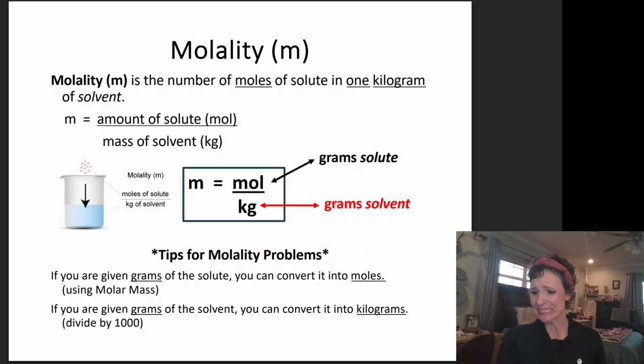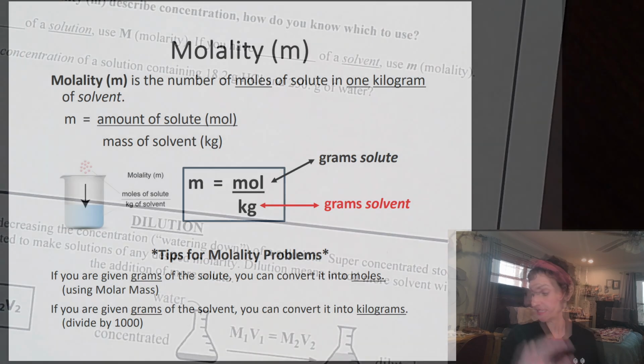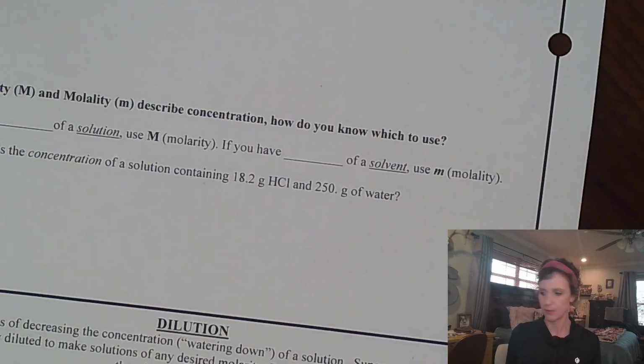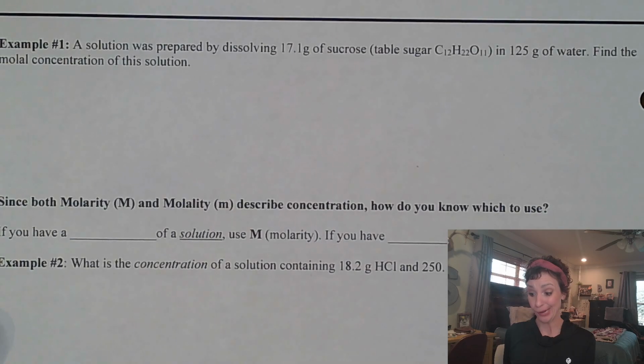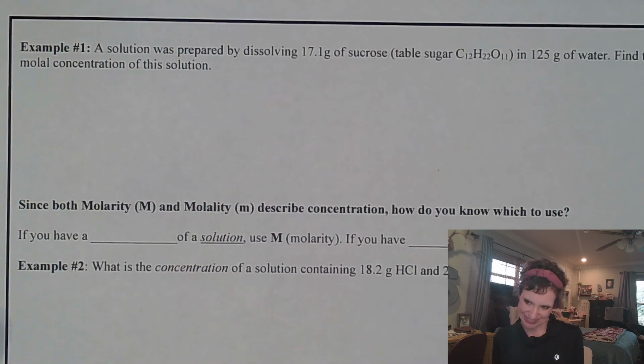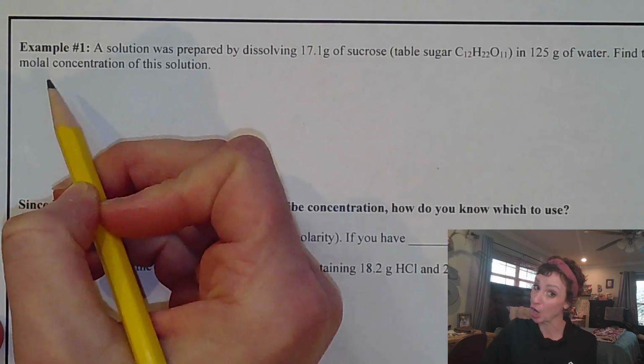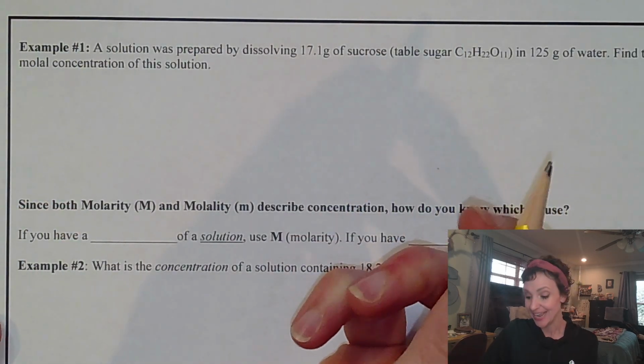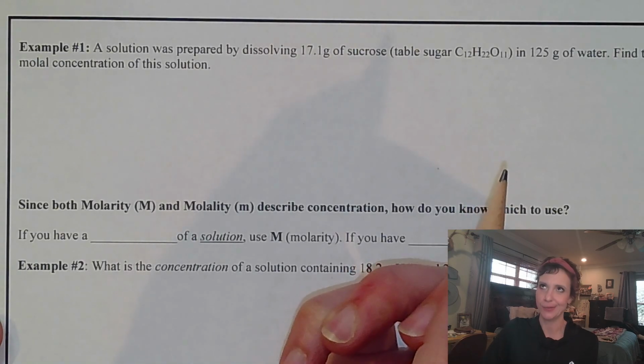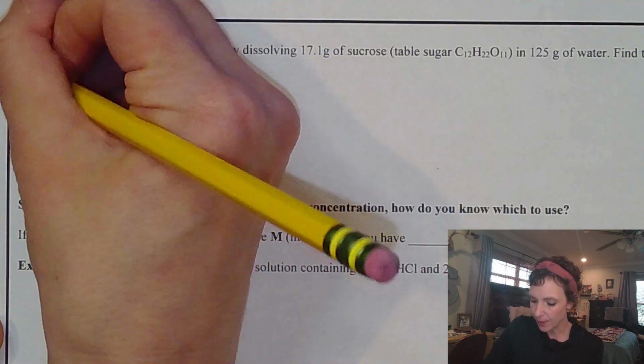Okay, so let's see what we can do here with some molality problems. I'm really excited about some molality problems. Okay, it says a solution was prepared by dissolving 17.1 grams of sucrose in 125 grams of water. Find the molal concentration of this solution. Once again, I hate that they're so similar, but if this said molar, I'd be using molarity. It says molal, which means I'm using molality. So I'm solving for molality.